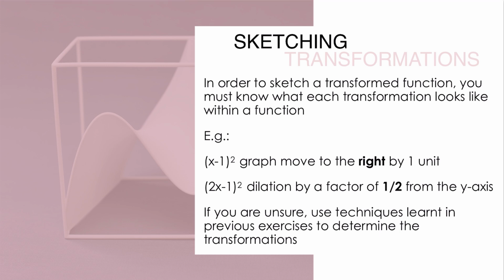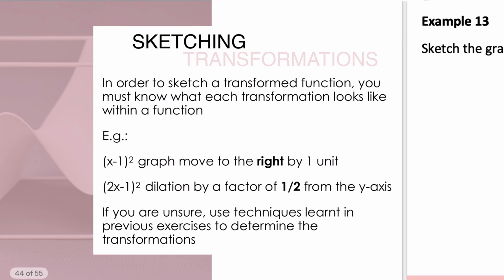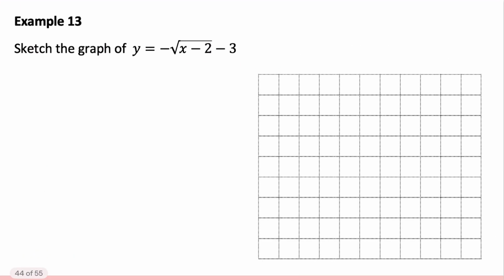Whenever it's attached to the x, it's the opposite. So if it's a -1, then we go to the right by 1 unit. And if we have a number in front of the x, then it's a dilation of the reciprocal. So 2 becomes a half, and it's from the y-axis. The rest should be very straightforward.